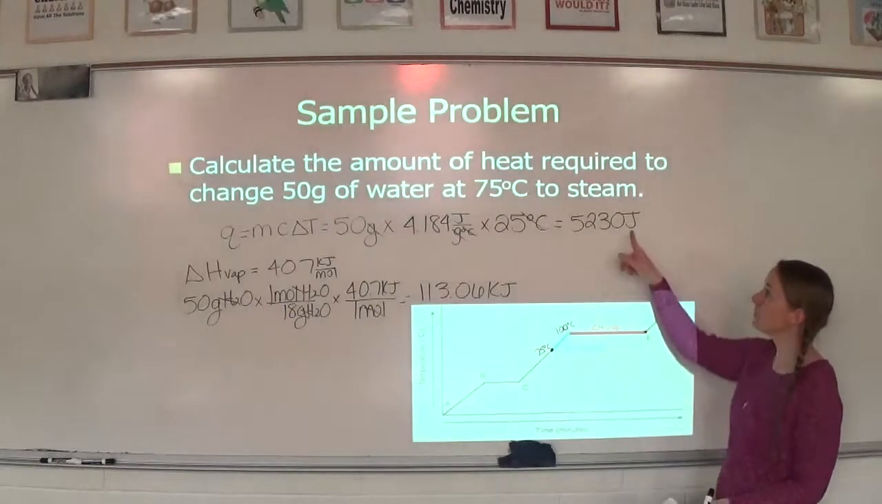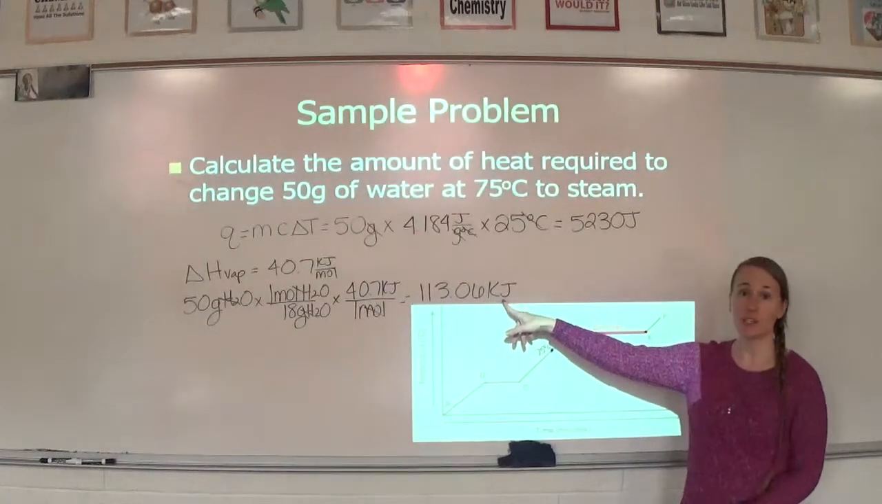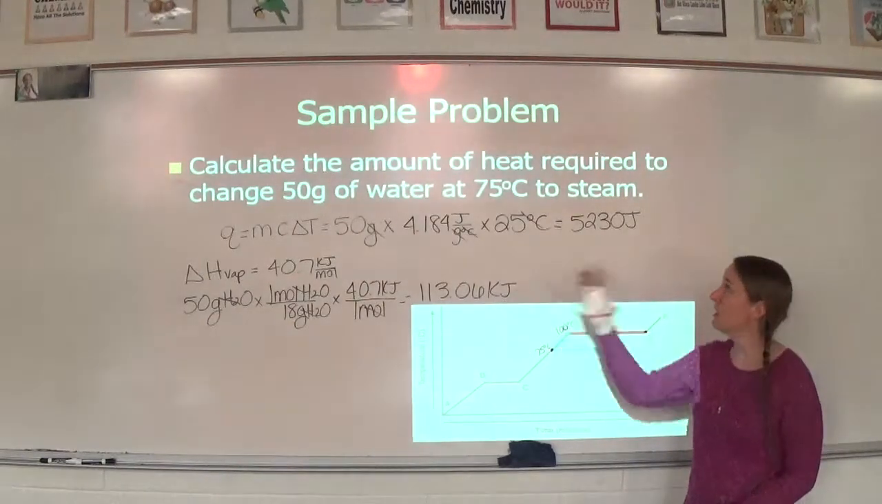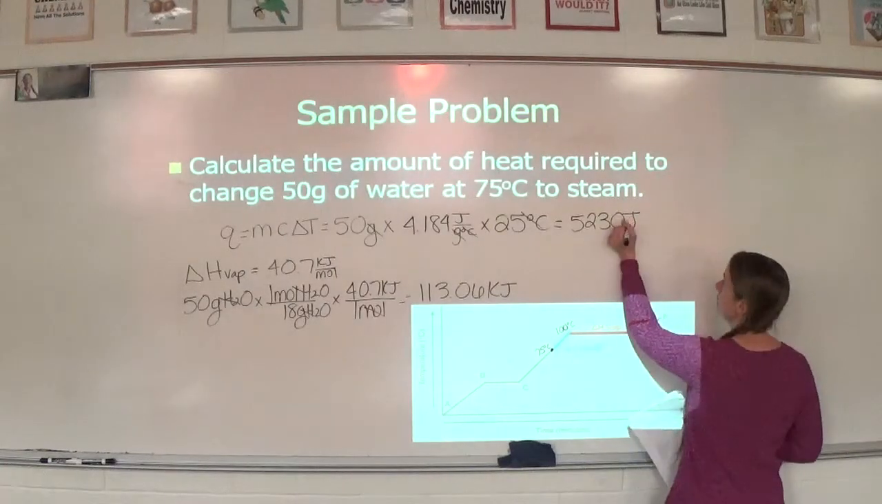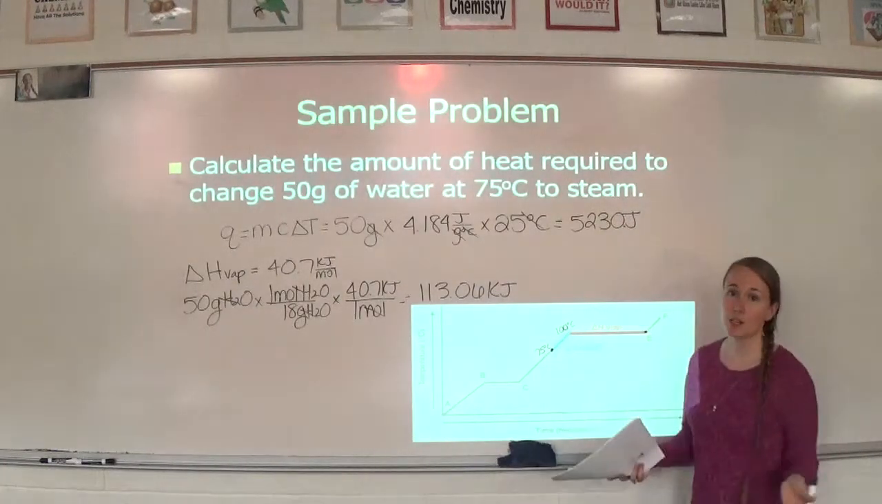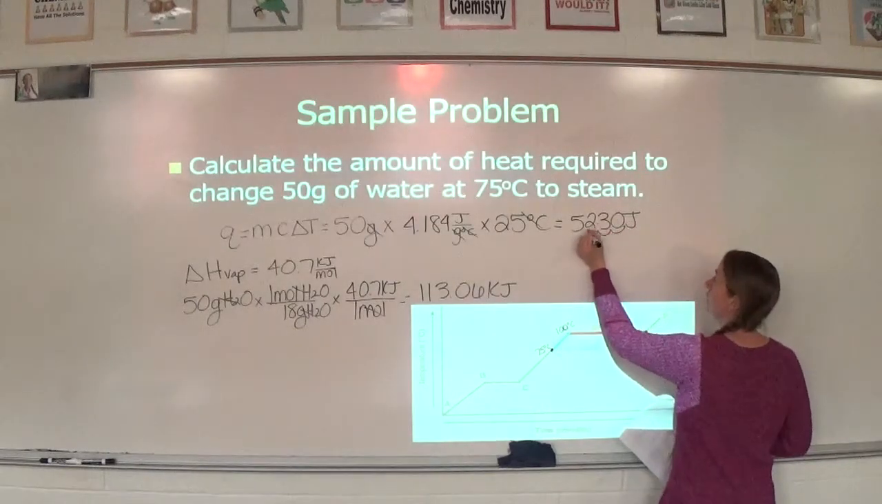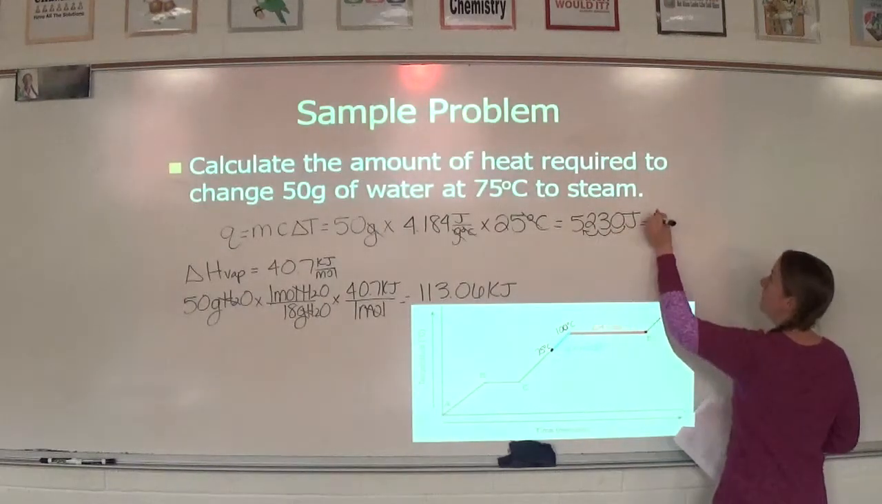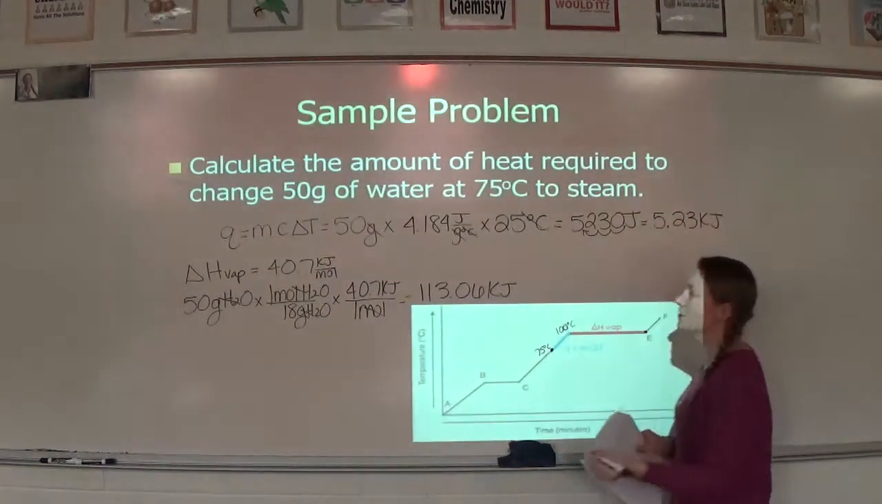But the problem is, for Q equals MC delta T, I'm going to get joules. For my phase change, the delta H's, I'm going to get kilojoules. So the easiest thing to do is just convert one. It doesn't matter which one, I'm just going to do joules. So remember, we know kilo, 1 kilojoule equals 1,000 joules, so I just divide by 1,000, or move that decimal 3 places, so I get 5.23 kilojoules. So then I just add them together.